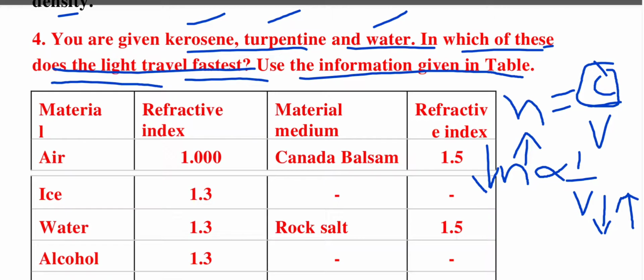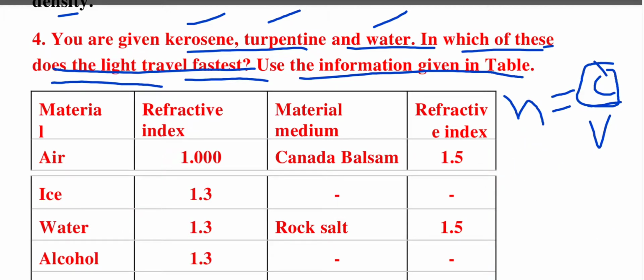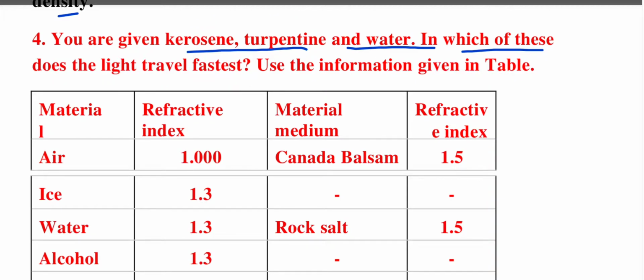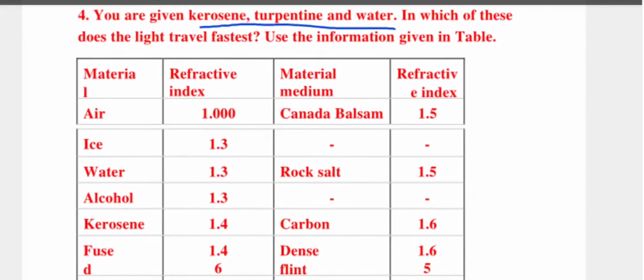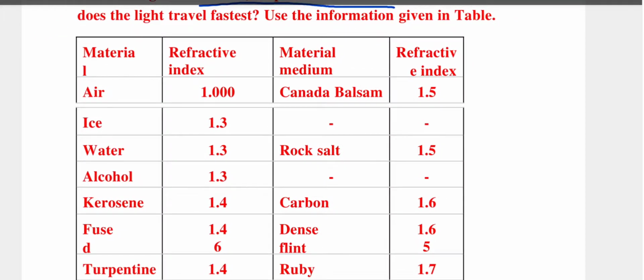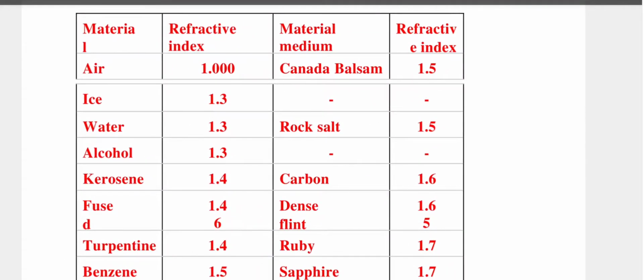So whichever of kerosene or turpentine or water has more refractive index, it will have less speed. Whichever out of these three has less refractive index, that will have maximum speed. When light travels in that medium, it travels with the maximum speed. So you can say directly by seeing the refractive index of these three. So let us see what are the refractive index of kerosene, turpentine and water.